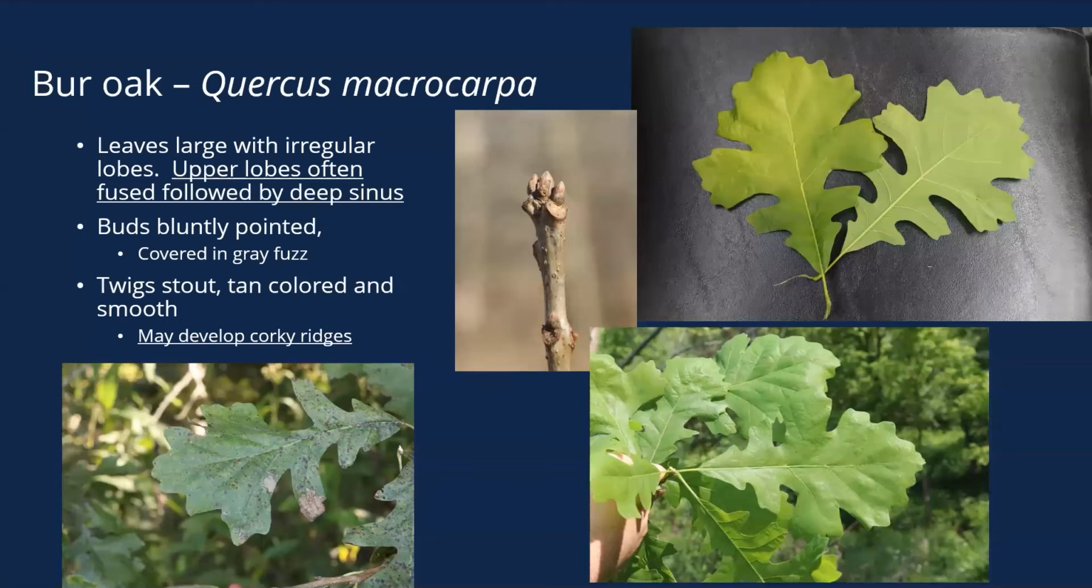And you can see that in all three of these pictures of leaves. They all have that fused top with deep sinuses right below it. Again, a lot of variation in bur oak leaves, but they typically are large leaves and follow those characteristics. The buds are bluntly pointed, often covered in somewhat of a gray fuzz. The twigs are pretty stout for bur oak, and often they develop these corky ridges on them. So they look really, really thick because of all these wings or ridges that you'll see on the twigs.